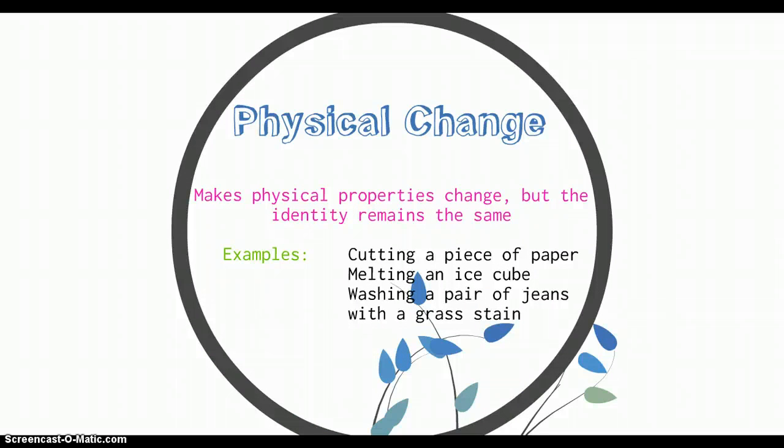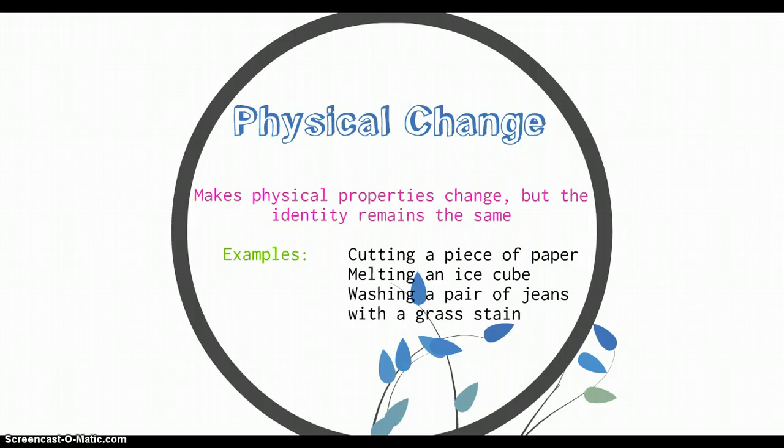So a physical change is what we're talking about with the melting ice cube. It makes physical properties change, but the identity remains the same. So we just got done talking about physical properties like mass, length, volume, or state of matter. So if you cut a piece of paper, you change the mass of the piece of paper because part of it is missing. You change the length of the piece of paper because you've cut off part of it. You'd even change the volume because it takes up less space. But it's still a piece of paper. The identity remains the same.